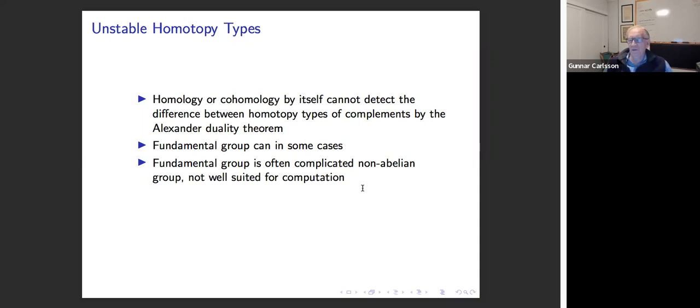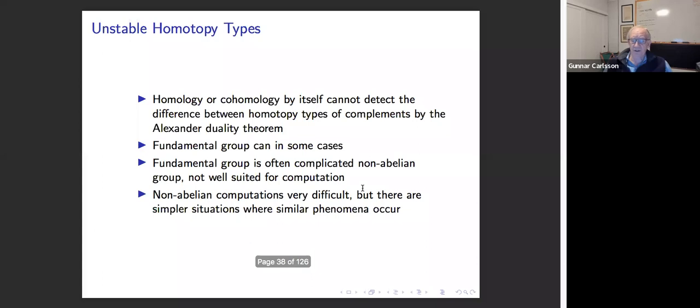It's not suited for TDA or computational topology methods, certainly at the moment, because the whole group theory is probably not so computational. But there are other situations. So there are simpler situations where the same phenomenon occurs. In other words, where you have two complements that are different, but when you suspend them, they become equivalent.